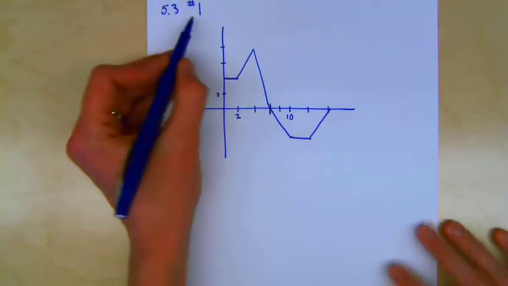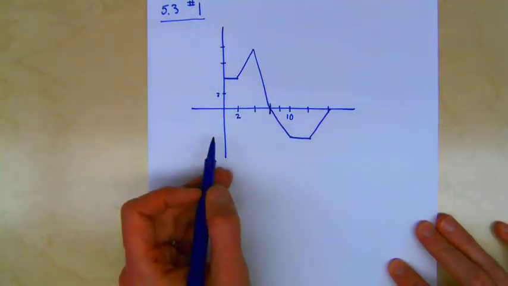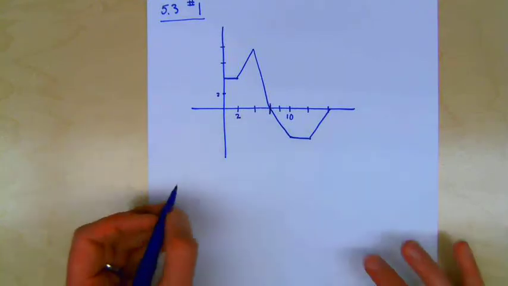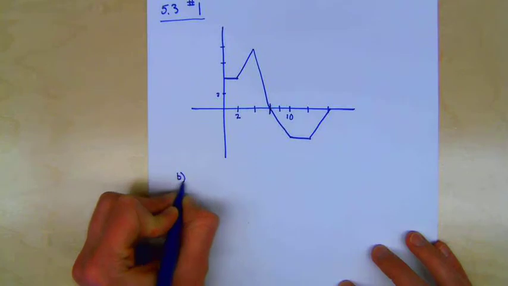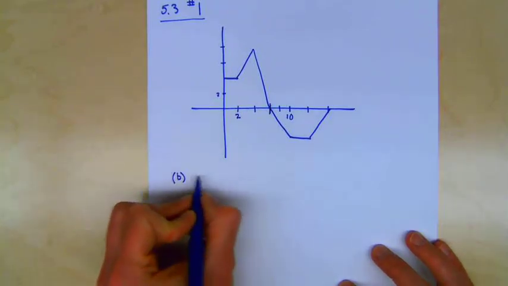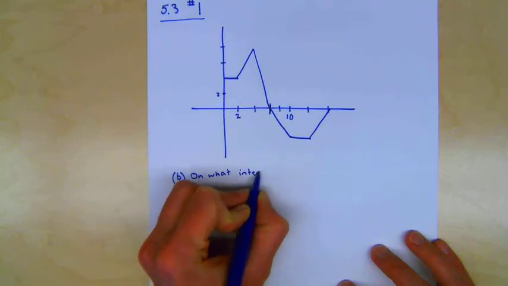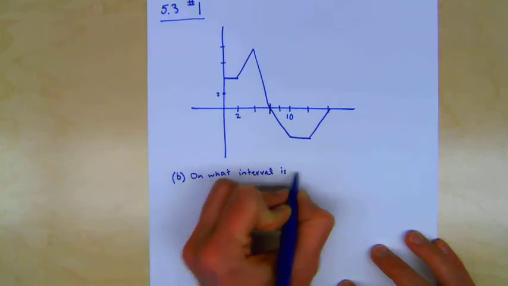So this is 5.3, number 1, and we're given this graph, and you're asked to come up with a number of values. I don't think that part A was the part that people were having trouble with. Part B is asking on what interval is G increasing?